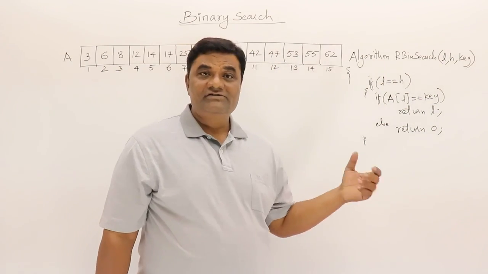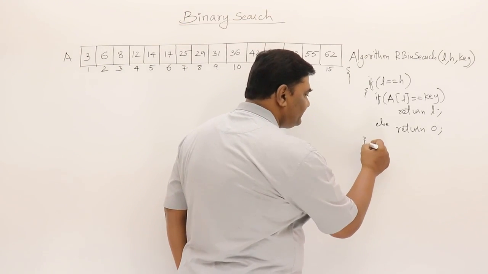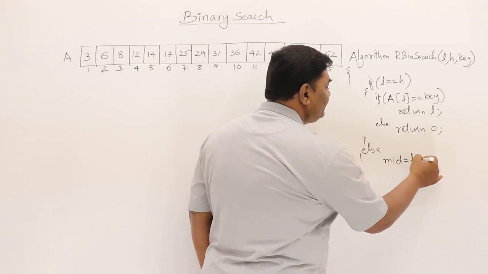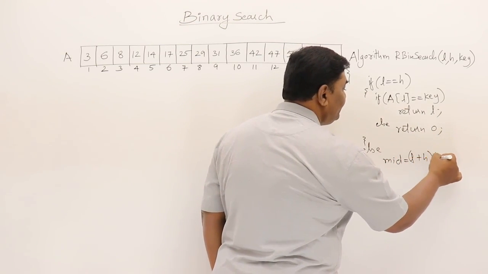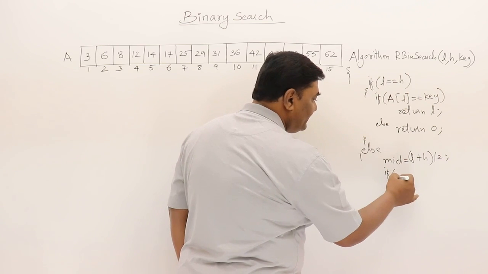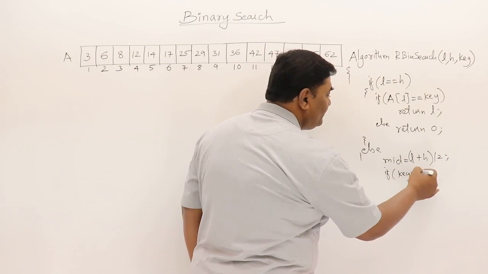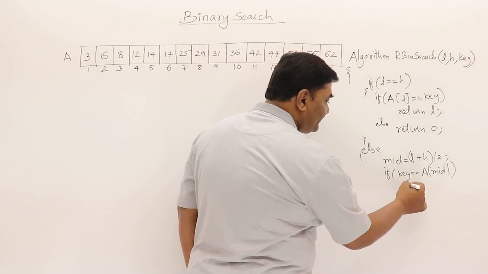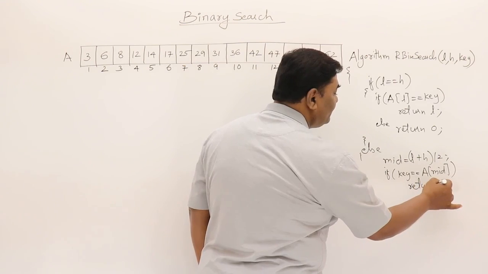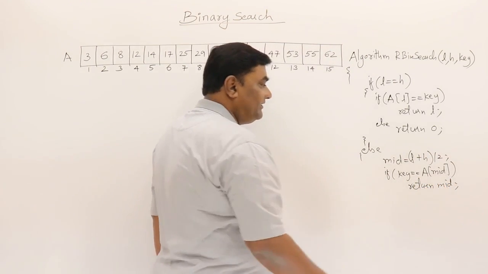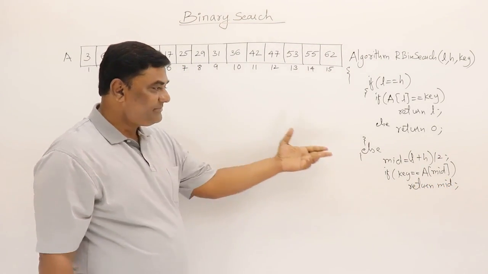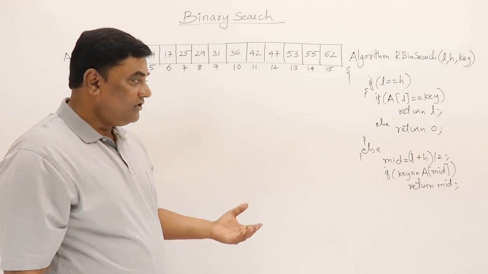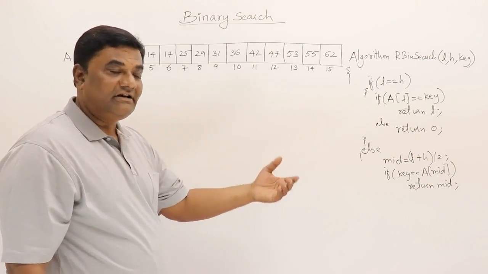If the problem is large, what will we do? Else, as usual, we calculate mid. Mid is equal to low plus high divided by 2. And we check if key is equal to A of mid, that is, whether the middle element is the key element. If so, we will return mid. We find mid and check if the key element is present at mid. If yes, we return it. If not, then we check whether it is smaller or greater.